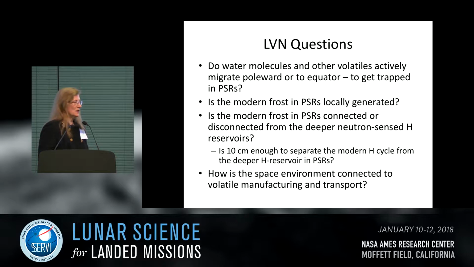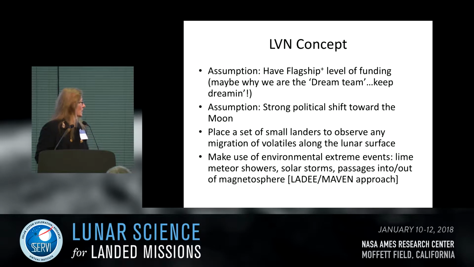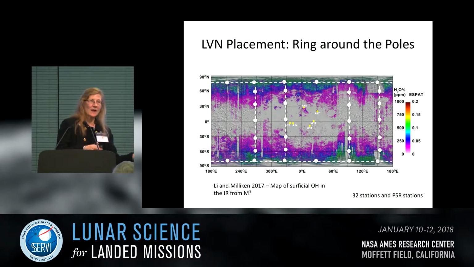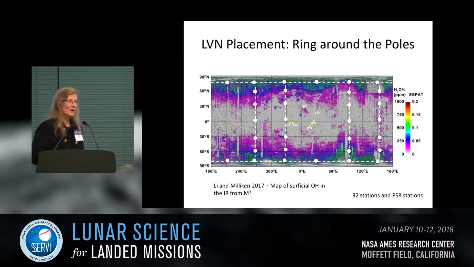And the other question is, is the space environment connected to the volatile production and transport? So how do we answer these questions? Well, we can answer it if we have a network of instruments in various places around the moon.